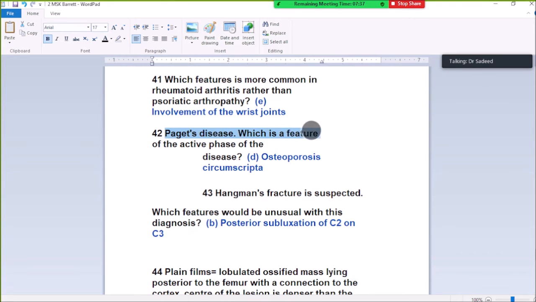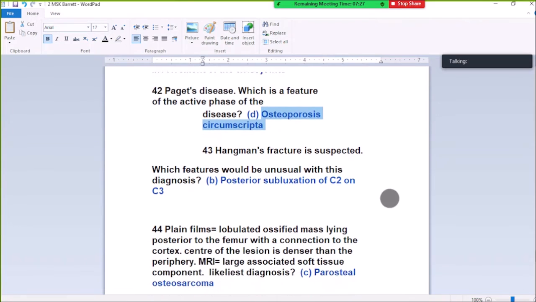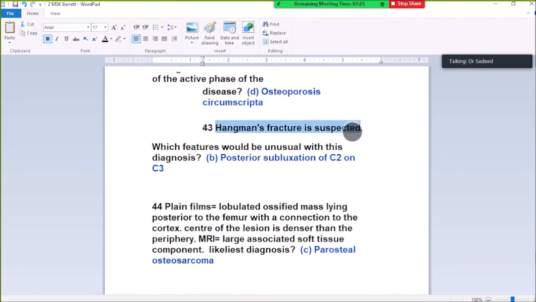Question 42. Paget's disease. Which is a feature in the active phase of the disease? Osteoporosis circumscripta is seen in Paget's disease. Question 43. Hangman fracture is suspected. Which feature would be unusual with this diagnosis? Posterior subluxation of C2 and C3. In Hangman fracture there is no posterior subluxation of C2 and C3; I think there is anterior subluxation of C2 and C3.